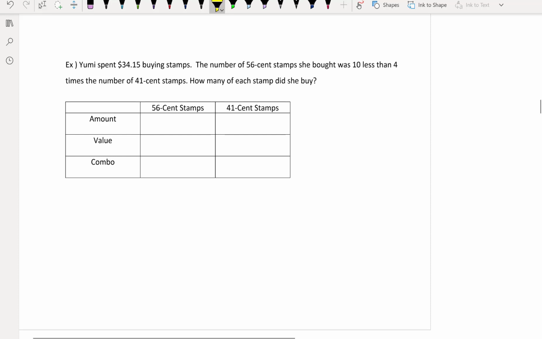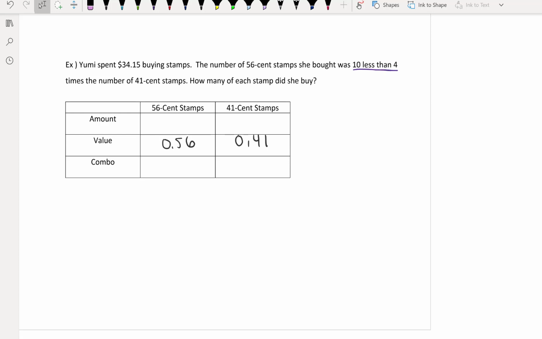So for this problem, the easiest thing to fill out here would be my value, because it already tells me in my description how much each stamp is worth. The 56-cent stamp is worth $0.56. The 41-cent stamp is $0.41. Now for the total amount, that means I'm counting, right? So how many of each did she have? Well, it says that the number of 56-cent stamps she bought was 10 less than 4 times the number of 41-cent stamps.